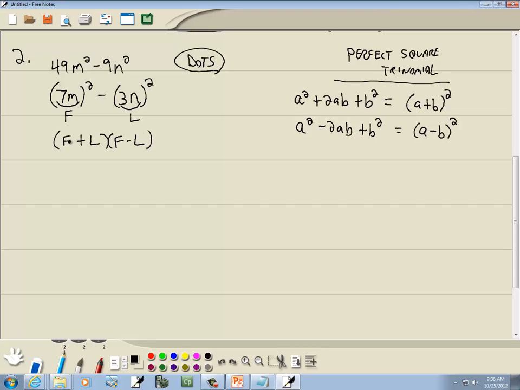You take what's inside your first set of parentheses, you add what's in your last. You take what's inside your first and you subtract what's in your last. Now if I was using a formula, everywhere I had an F, I'll put in 7m. Everywhere I have an L, I'll put in 3n. But again, like I say, people usually think of it this way. You take what's inside your first set of parentheses, you add what's inside your last. You take what's inside your first, and you subtract what's in your last. And that's your answer.